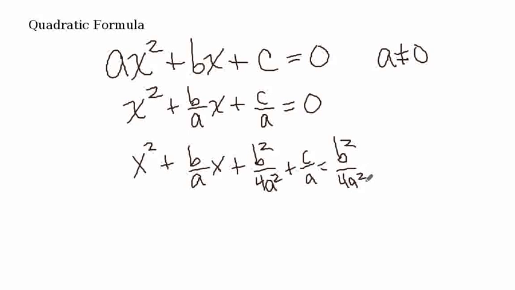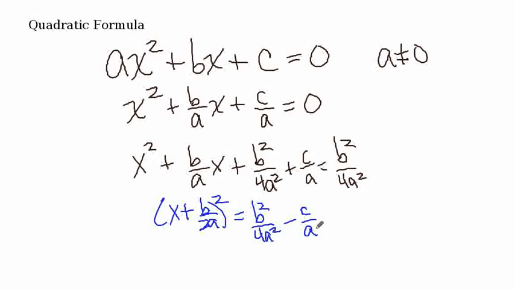Now let me keep going with completing the square, and I know that this is going to give x plus b over 2a, squared, and let me set that equal to b squared over 4a squared, and let me move the c over a finally to the other side. So now, every time you complete the square with the quadratic, you're going to end up with the blue case.